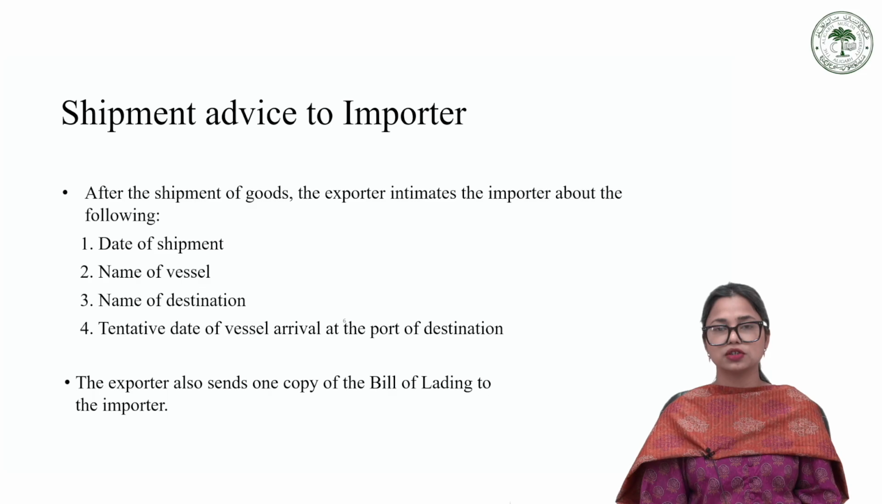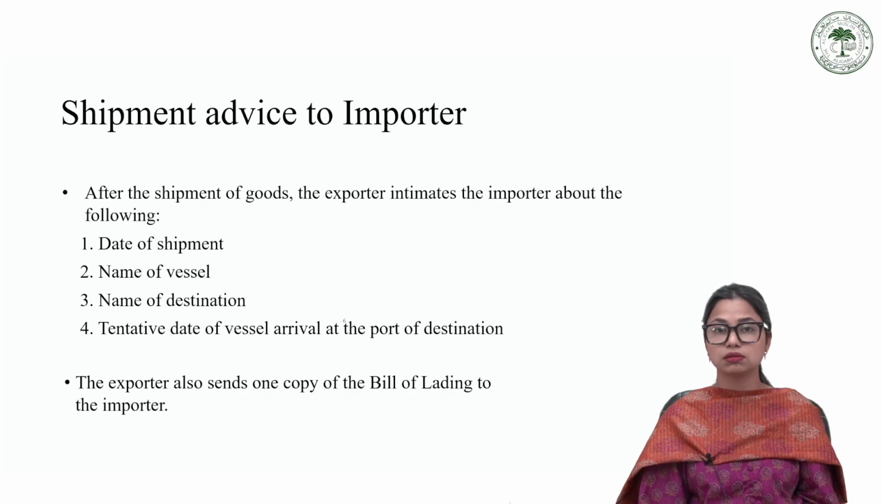The next step involves shipment advice to the importer. After the goods have been shipped, they have boarded the vessel and the vessel has started from the port. The exporter intimates the importer about a number of issues. The first is the date of shipment: what is the actual date when the vessel began its journey from the port of shipment? Then the name of the vessel or the container. There are a host of companies which provide containers for shipping purposes at the port. Which company and which container have been used for the shipment of the consignment? And the name of the destination: which country and which location the export consignment is destined to.